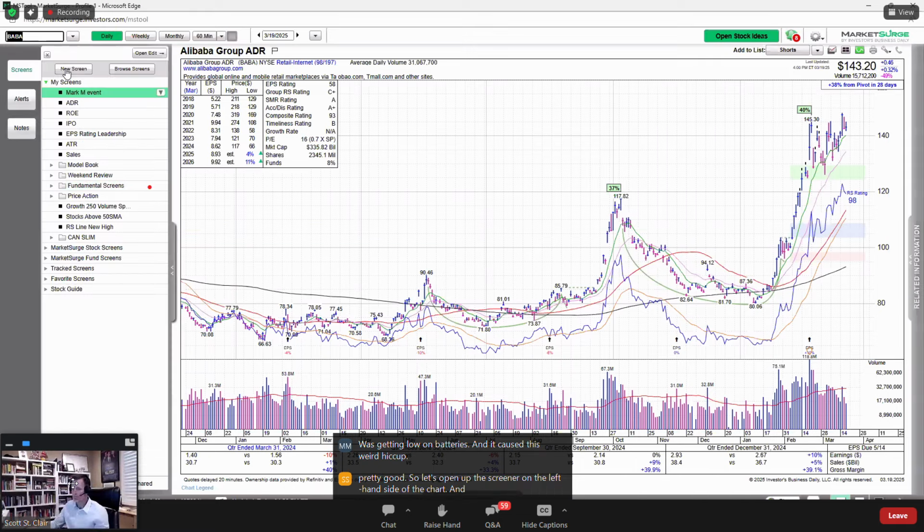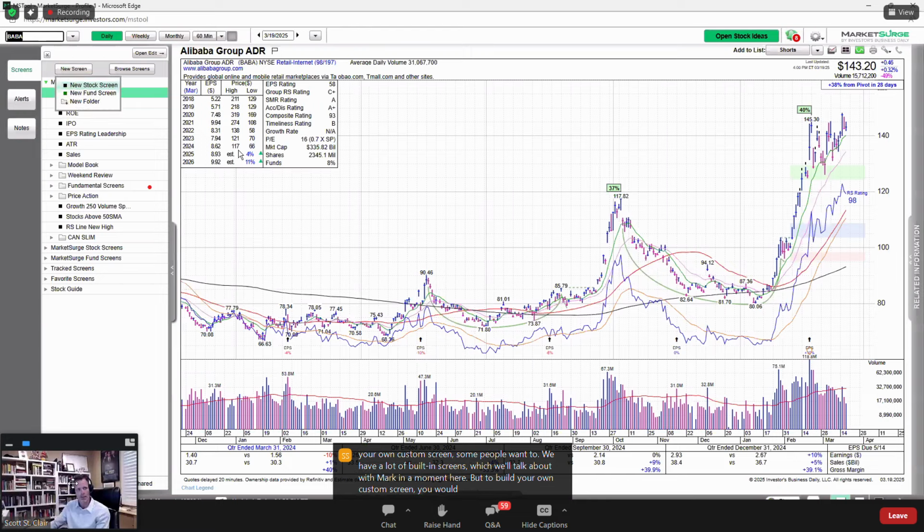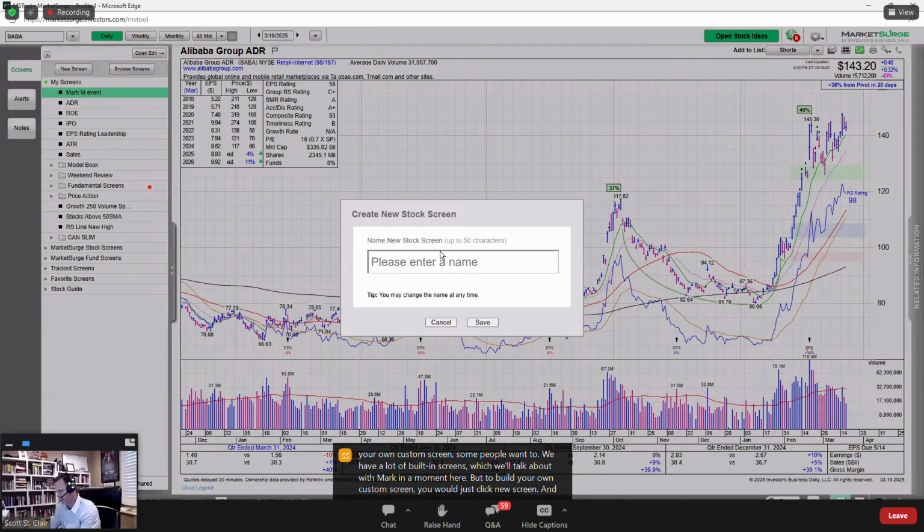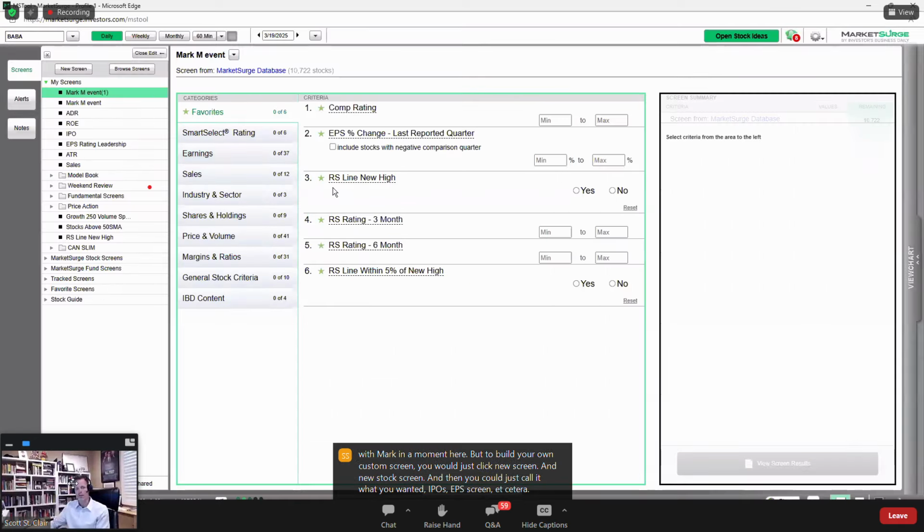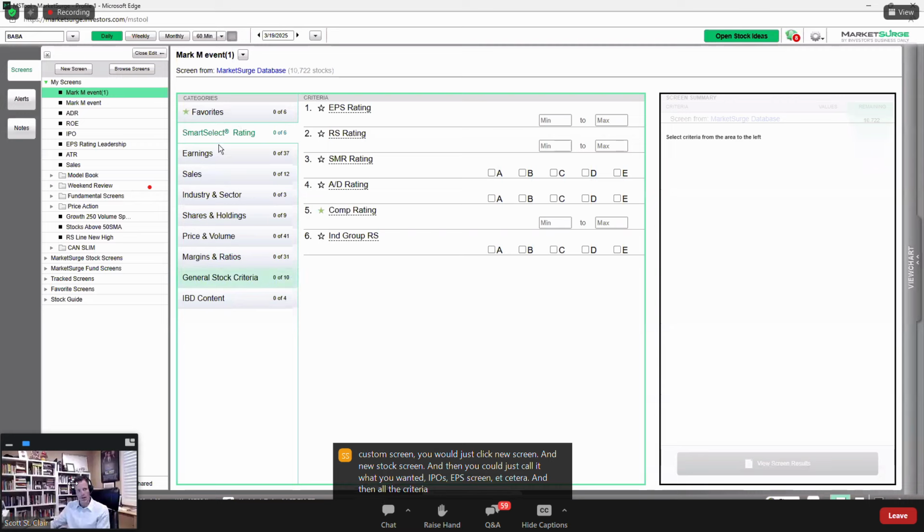And if you want to build your own custom screen, some people want to. We have a lot of built-in screens, which we'll talk about with Mark in a moment here. But to build your own custom screen, you would just click new screen and new stock screen. And then you could call it what you wanted, IPOs, EPS screen, etc. And then all the criteria you can screen for are in these categories right here.